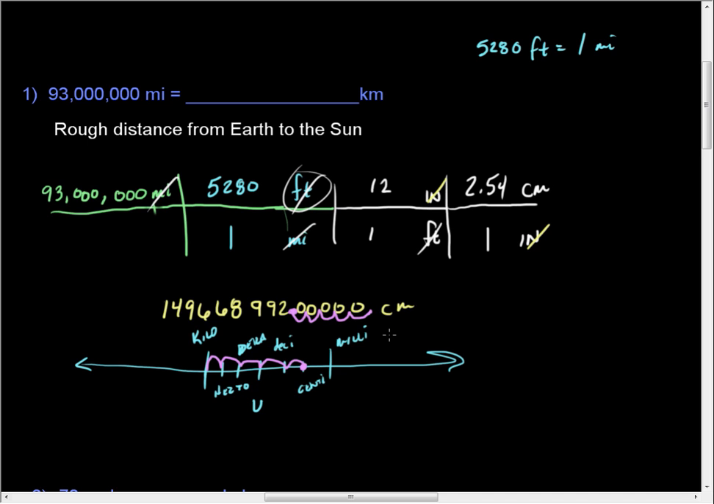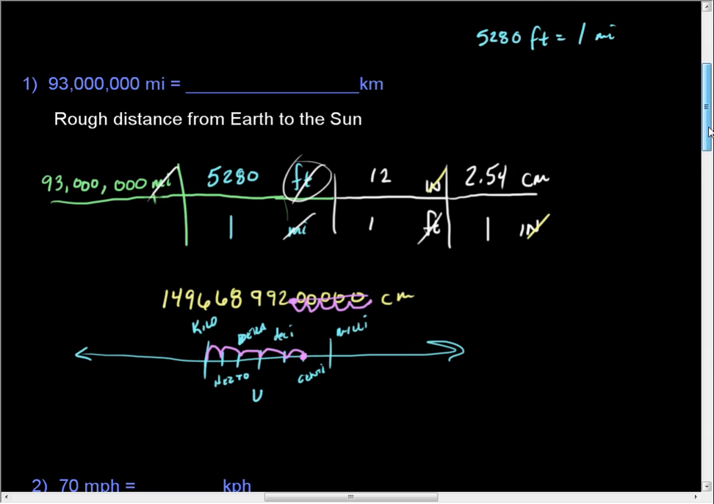Now, since I have a bunch of zeros off to the right of the decimal place, I'm going to go ahead and wipe those out because it really doesn't matter that they're there. And so for my final answer, I've got 1, 4, 9, 6, 6, 8, 9, 9, 2, for a total of 149,668,992 kilometers between here and the sun. Okay, so that's a rough distance between Earth and the sun.